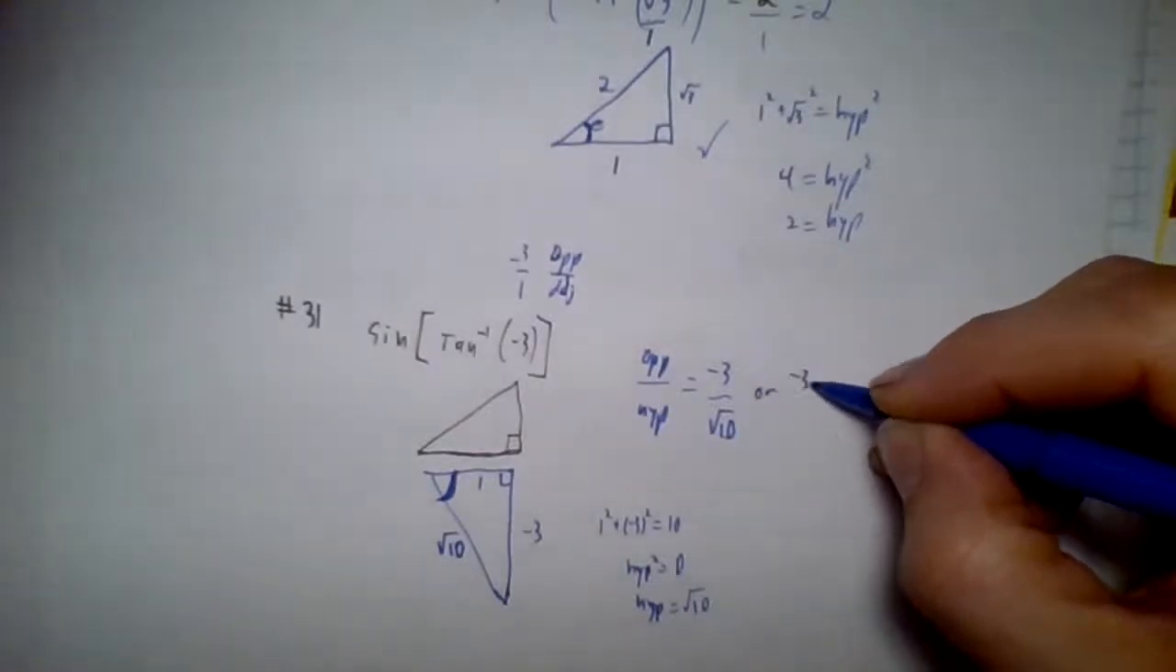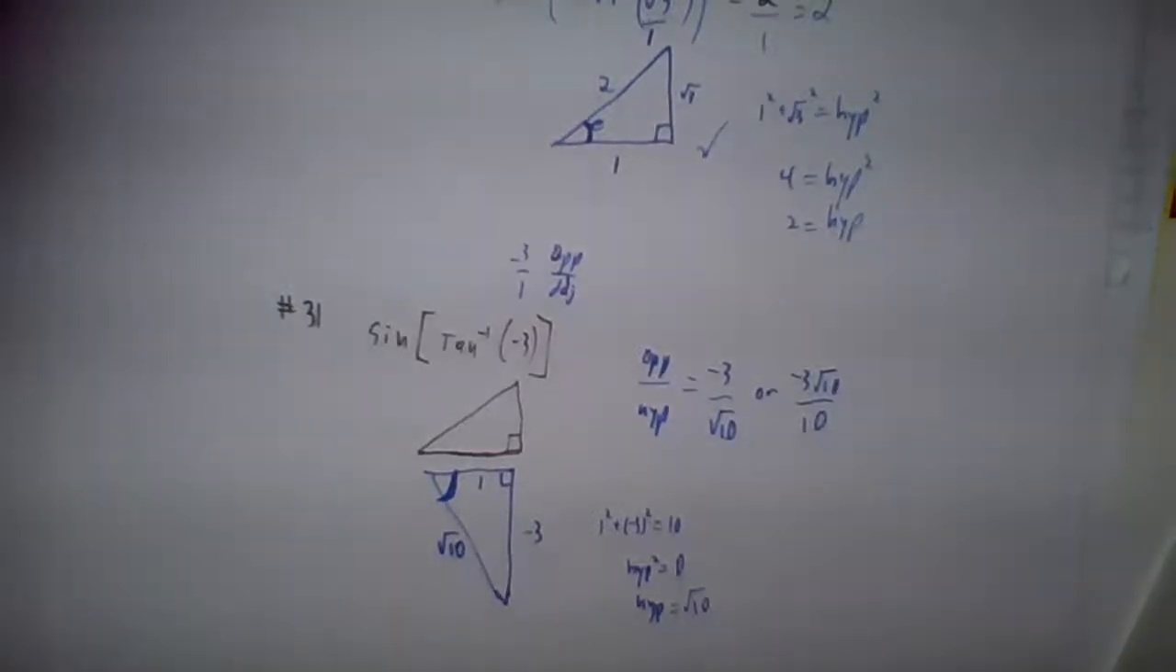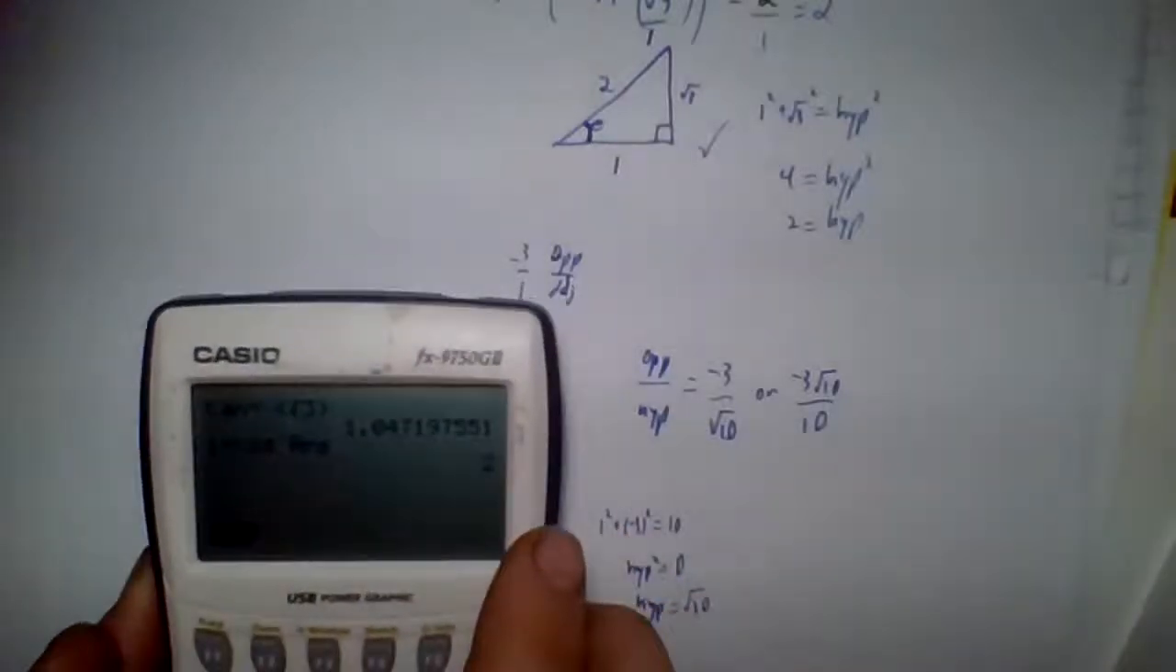Or, if you're into rationalizing the denominator, you might write it this way, but that's the value that we're getting from sine of inverse tangent of negative 3. It should come out to this. That's the exact value of it. The calculator is not going to give me a very nice expression for that.